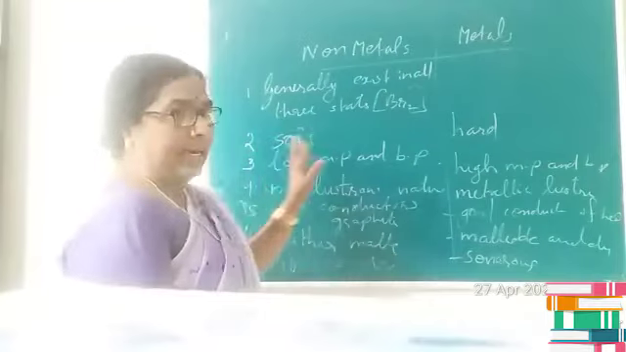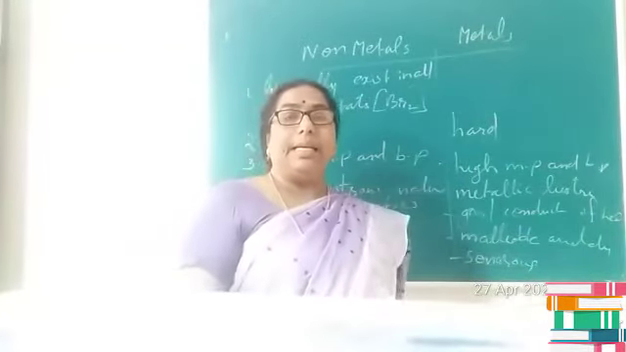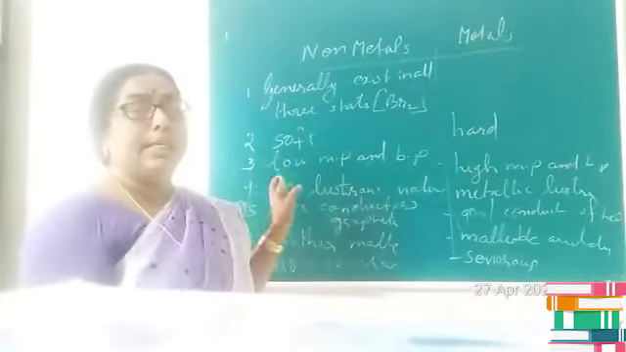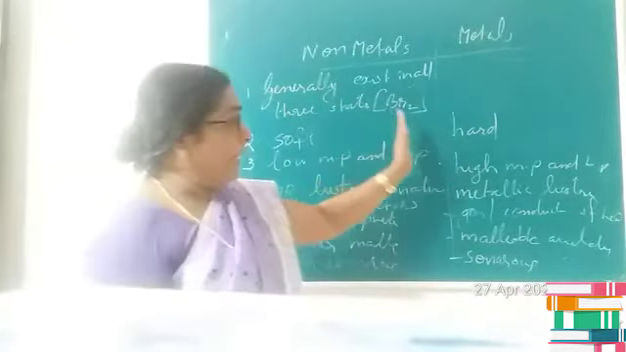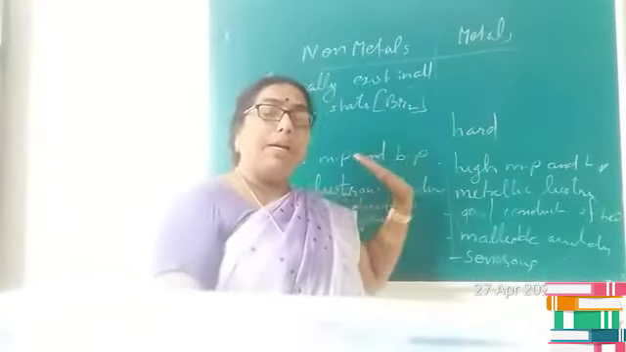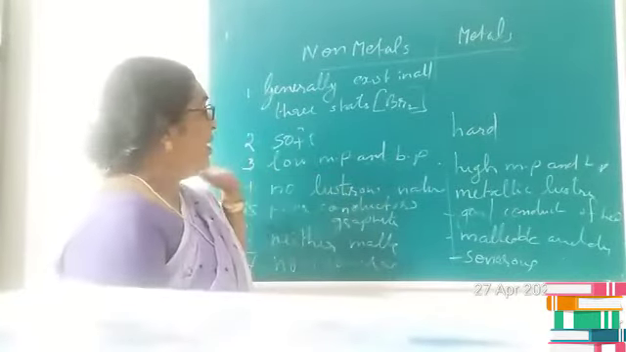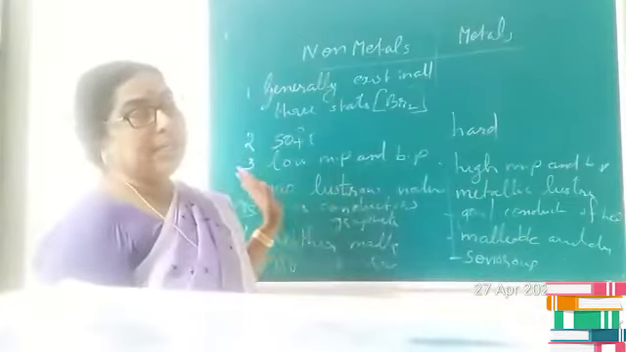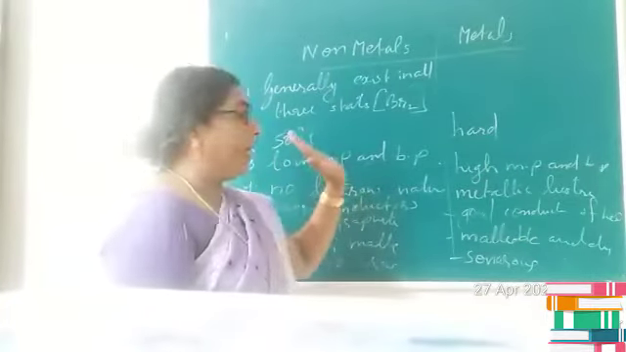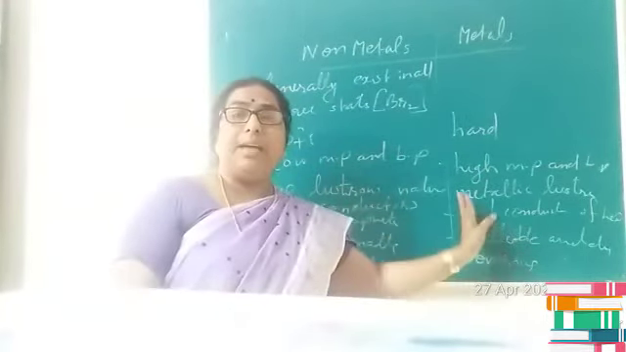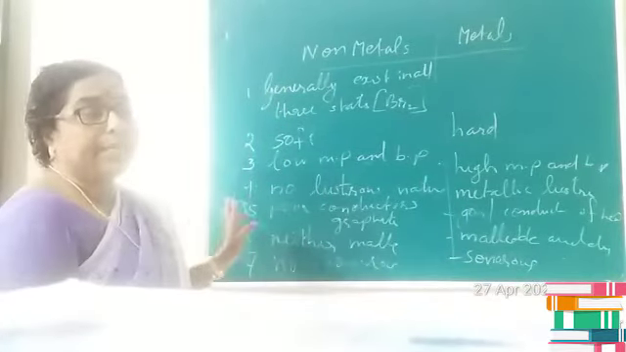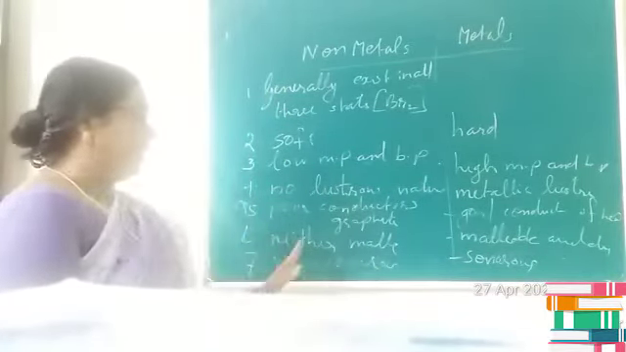Okay, let me repeat it again. Metals generally exist as solids, but non-metals exist in all three states of matter. Metals are generally hard, but non-metals are soft. Metals possess high melting and boiling points. Non-metals possess low melting and boiling points. Metals have a shining surface which is termed as metallic luster. Non-metals are non-lustrous in nature.